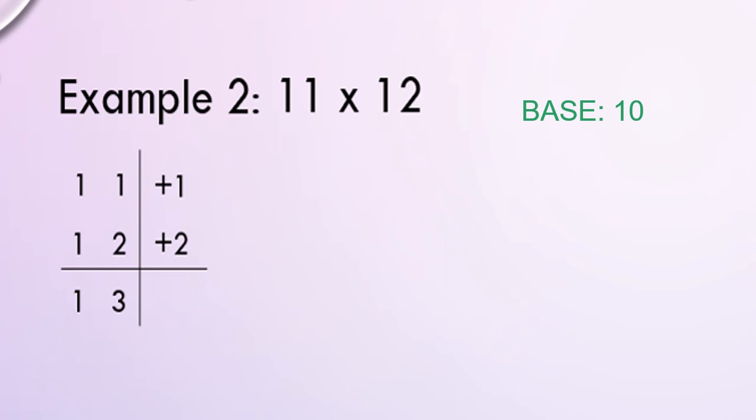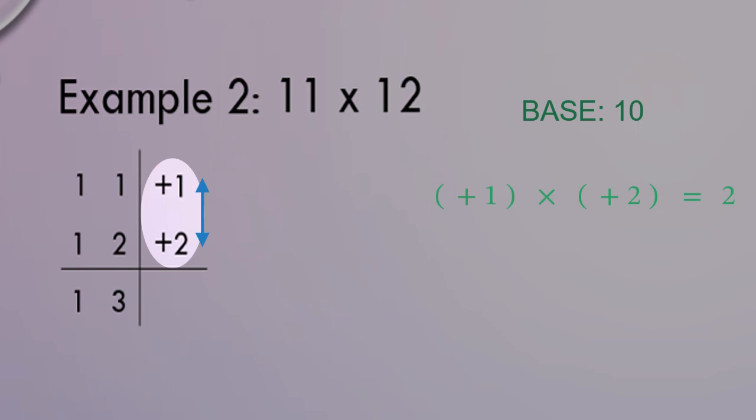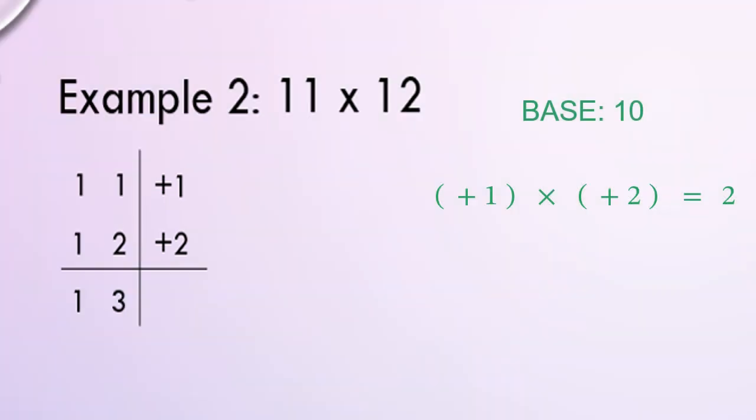Step 3, which is multiply vertically on the right-hand side. Here we have +1 and +2 on the right-hand side of the vertical line, so multiply +1 and +2, which gives us +2. And write 2 in the answer line on the right-hand side of the vertical line. Since the number of digits on the right-hand side of the vertical line is equal to the number of zeros in the base, we are good to go. And we have our final answer 132.